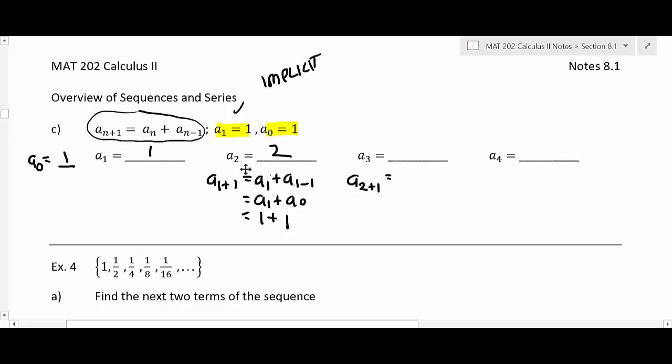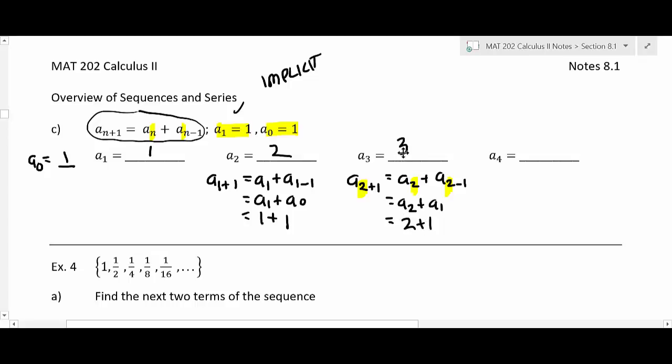Well, according to the formula, you're doing a sub 2 plus a sub 2 minus 1. So what I'm doing is I'm just replacing the n in that formula with 2 now. Well, let's see, what do you get? You get a sub 2 plus a sub 1. So that would be 2 plus 1, so that's equal to 3.